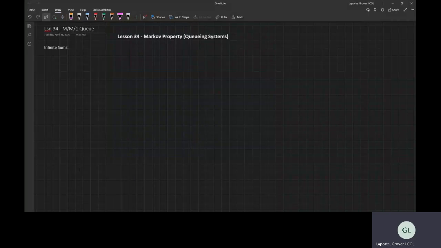Lesson 34, Markov property. Today we're going to talk about the MM1Q. If you haven't yet checked out the R notebook, I would probably do that one first. That is important to understand because we're going to use that code tomorrow whenever we start doing our simulations.